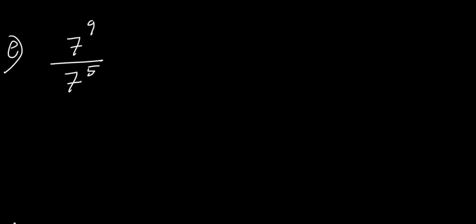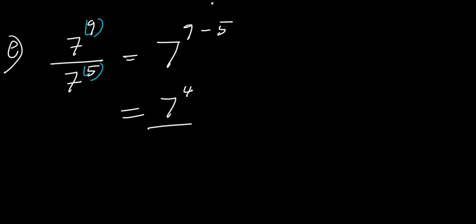Question E, we have 7 exponent 9 over 7 exponent 5. Here we are dealing with division. All we have to do now is to apply the division law. So all we have to do is to subtract the exponent of the denominator, which is 5, from the exponent of the numerator, which is 9. So when we do that, we're going to keep the base, which is 7. 7 exponent 9 minus 5. Therefore, the final answer is 7 exponent 4.